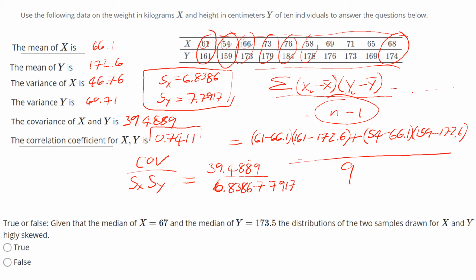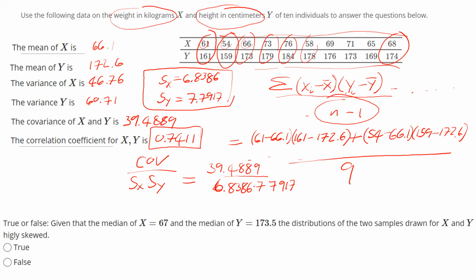Correlation coefficient of 0.7411. Well, it's fairly close to 1 and it's positive, so we can say that there is a strong positive correlation between x and y in this case. And using the actual variables that we've been given, we can say that there's a strong and positive correlation between weight in kilograms and height in centimeters. In other words, taller people on average are heavier than shorter people.